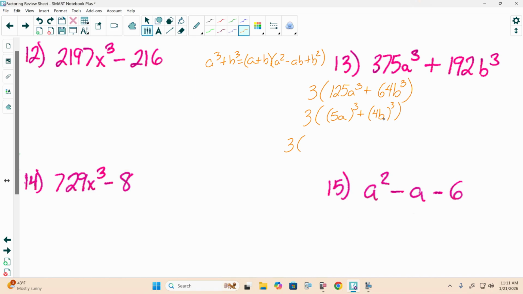So our a plus b, well, a is 5a, plus our b term, which incidentally is 4b. Now a squared is going to become 5a squared. We're going to have to square both terms. Minus a times b, well, our a term is 5a, our b term is 4b. Plus b squared, well, that would be 4b squared. Questions on how we got to this point here?